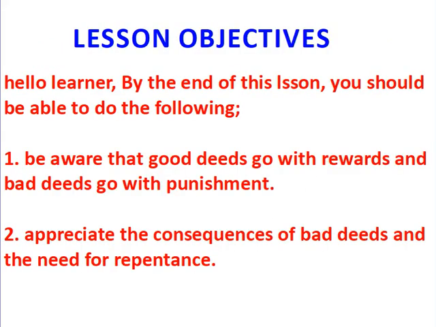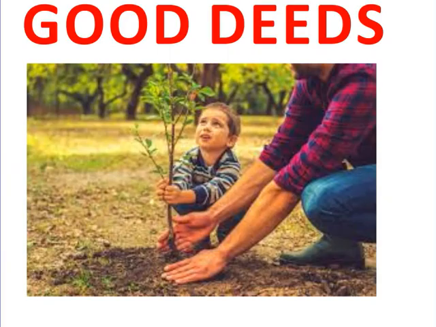Welcome to another interesting lesson on rewards and punishment. We should be able to explain what rewards and punishments are. So the lesson objectives: you should be aware that good deeds go with rewards and bad deeds go with punishment. You should also appreciate the consequences of bad deeds and the need for you to repent. Now let's get to the lesson.